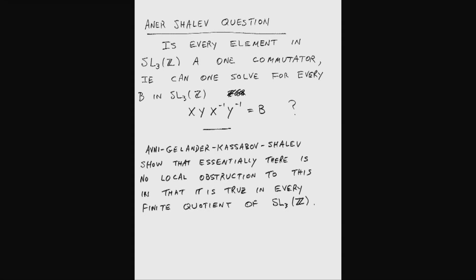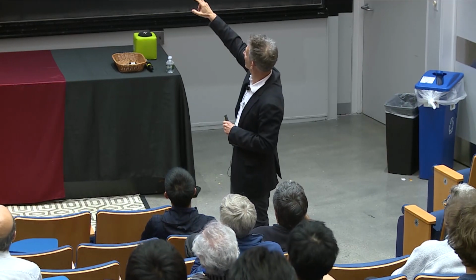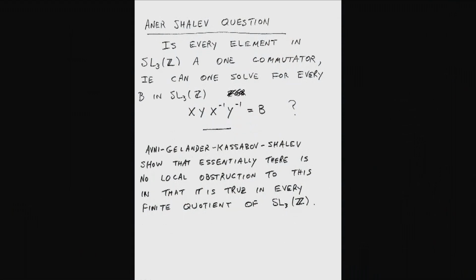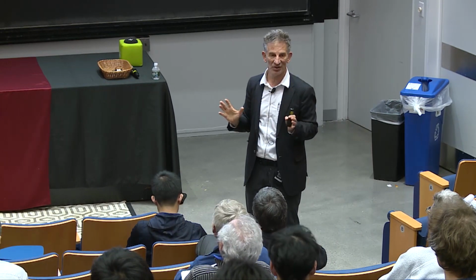A question of Aner Shalev, it's a beautiful question. Is every element in SL3Z a 1 commutator? Can you solve the following equation, x inverse y inverse equals b, for any b in SL3Z? Let me make clear there's no local obstruction. Shalev and these other fellows have proved that there's no local obstruction. In other words, there's no finite quotient of the group in which that fails, which would be enough to show that. The reason you can answer such a question for all finite quotients is the congruence subgroup property. All finite quotients of SL3Z are congruence quotients.